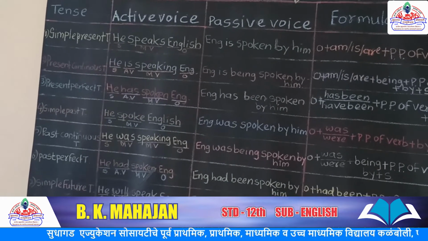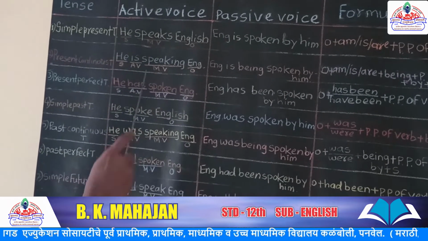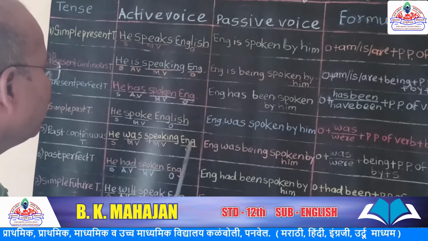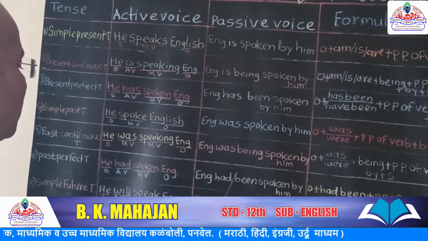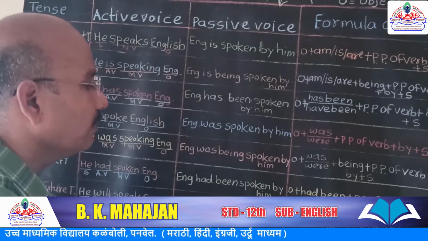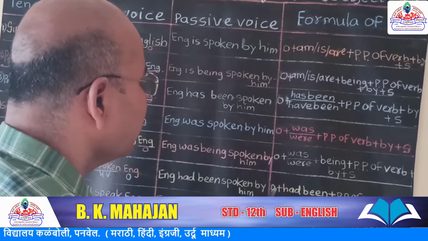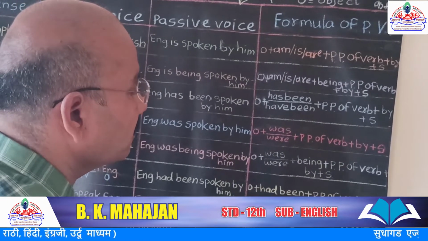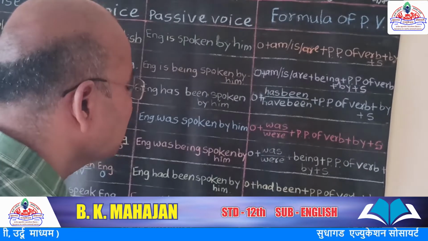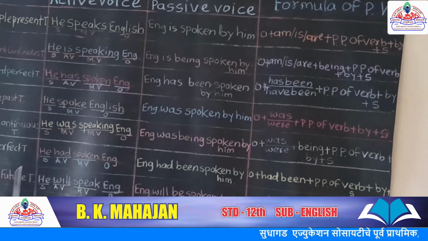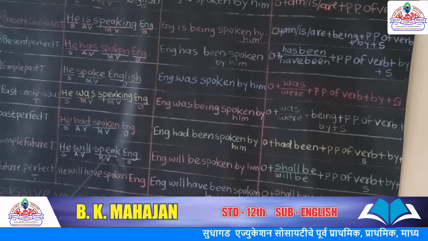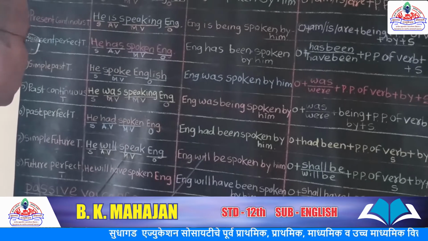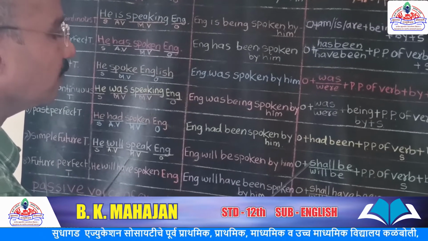Past perfect tense. He had spoken English. It is the sentence of active voice. It is converted into passive voice with the help of this formula. Object plus had been, plus past participle of verb, plus by, plus subject. Simple future tense. He will speak English. It is the sentence of active voice converted into passive voice with the help of this formula.